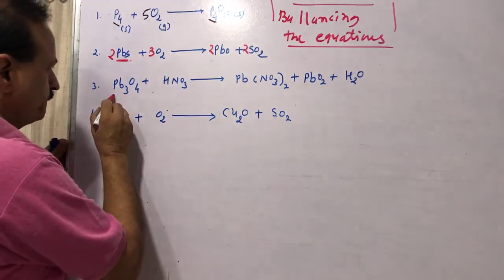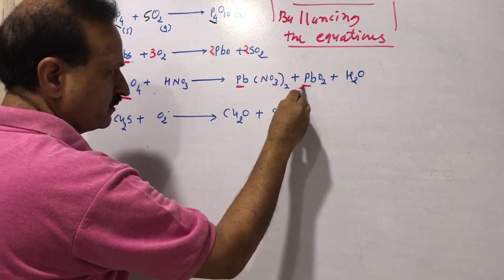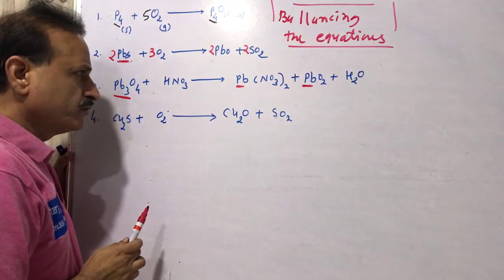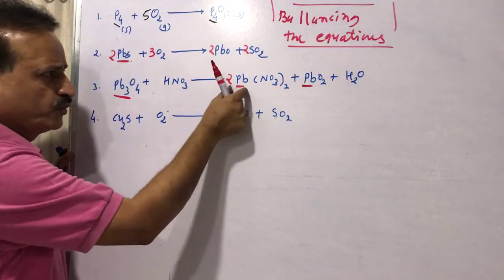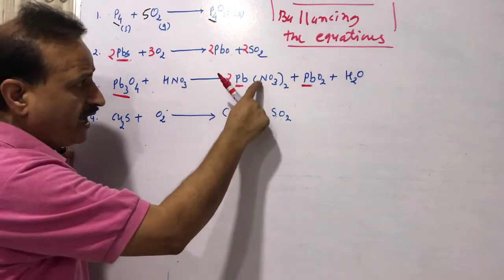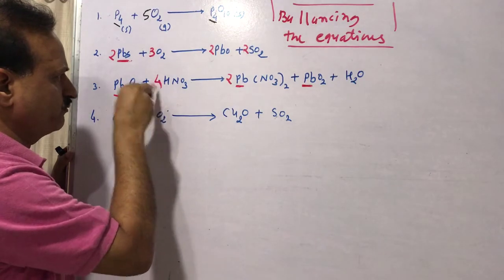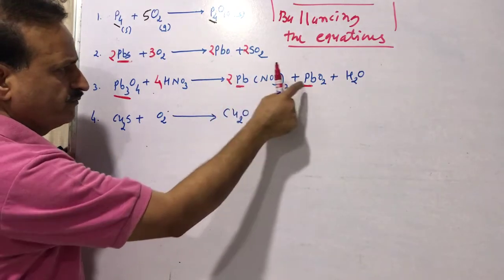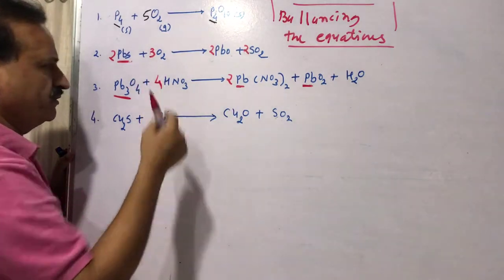Here is lead 3. Here is lead 1, here is 2, total 3. So what will we do? We will put 2 over here. Lead 2 and 1, 3, balanced. Now what happened? N is 2 times 2, 4. Here N is only 1. So we must put 4 over here. So lead 3, lead 2 and 1, 3. N 2 times 2, 4, N 4.